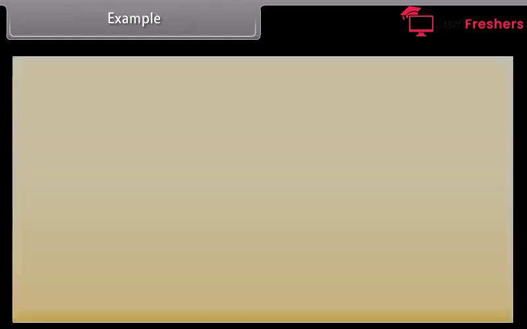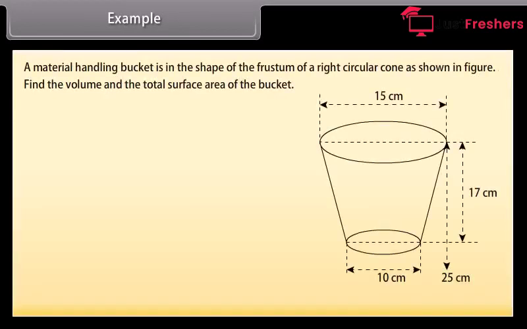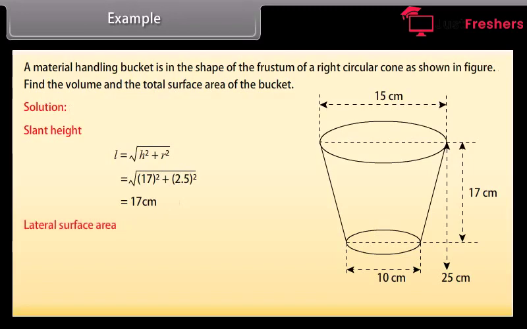Example. A material handling bucket is in the shape of the frustum of a right circular cone as shown in figure. Find the volume and the total surface area of the bucket. Solution. We know that slant height L is equal to under root h square plus r square. Therefore, we get slant height is equal to 17 centimeter. Also, lateral surface area is equal to, substituting the values, we get lateral surface area equal to 670 square centimeter.